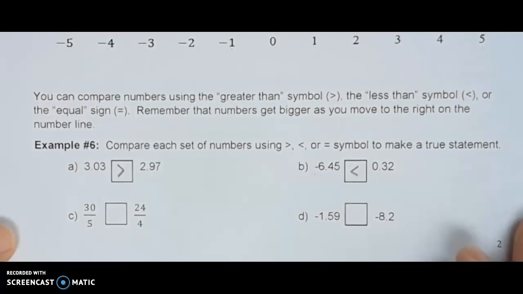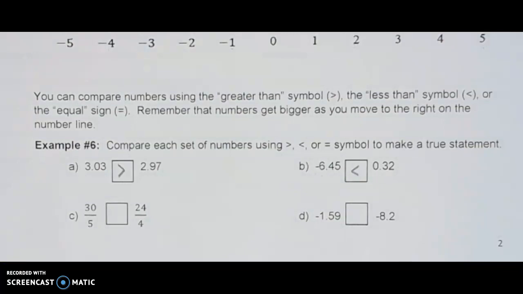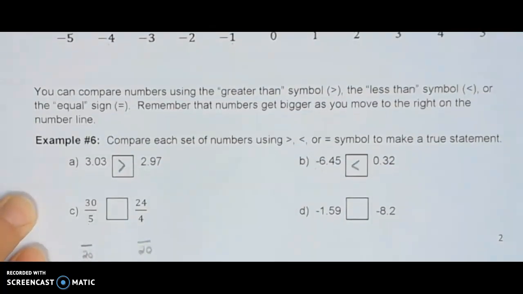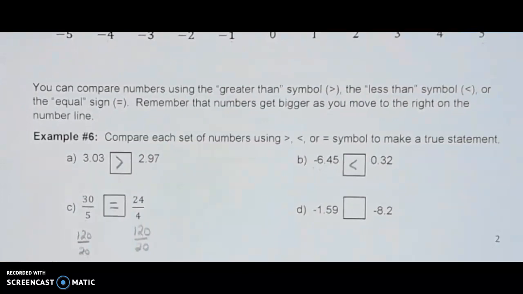In letter C, we have 30/5, and then we also have 24/4. In order to compare two fractions, we should make them have common denominators. Fifths and fourths, the best common denominator would be a 20. So I'm going to change each of these into a fraction over 20. 5 times 4 is 20, so 30 times 4 is 120. 4 times 5 is 20, so 24 times 5 is also 120. Hey, these are equal to each other.